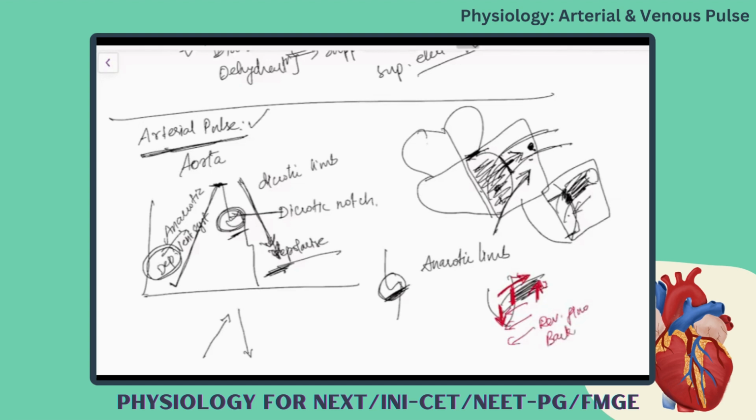So even if the semilunar valve is closed, because of the high pressure difference from the aorta to the ventricles, the valve will slightly bulge towards the ventricles. This bulging of the semilunar valve during the repolarization of the ventricles is giving you a small notch in the dicrotic limb, that is called as dicrotic notch. Understood? Yes? So this is the recording of arterial pulse. And next we will see about the venous pulse.